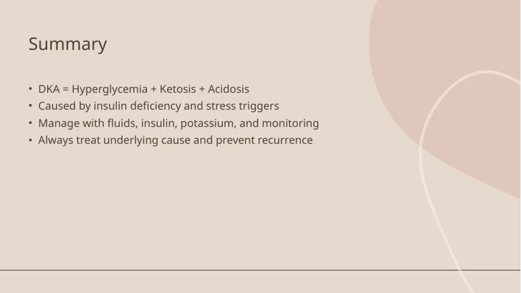Let's wrap up with a quick summary of diabetic ketoacidosis, or DKA. As we discussed, DKA is characterized by a combination of hyperglycemia, ketosis, and acidosis. These are the key features that help us recognize the condition. It typically occurs due to an insulin deficiency, which impairs the body's ability to use glucose properly, and stress triggers that can worsen the situation.